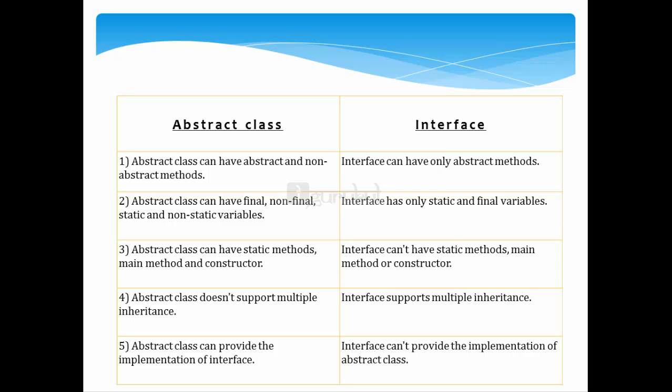The second point says that an abstract class can have any type of variable, but in an interface you can have only static and final variables. The third point says that because an abstract class doesn't provide full abstraction, it can have a constructor, it can have static methods and a main method, but you can't create the object of either an abstract class or an interface. The fourth point says that an abstract class doesn't support multiple inheritance.